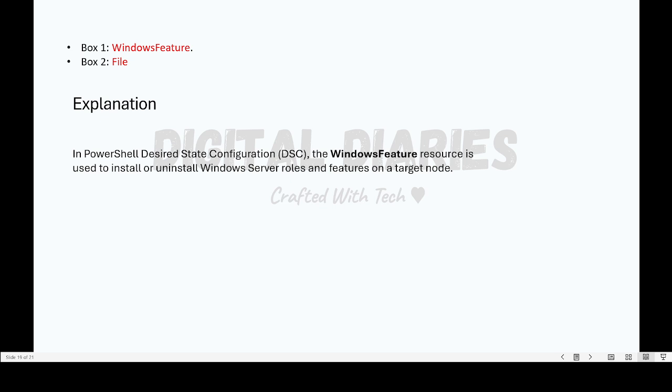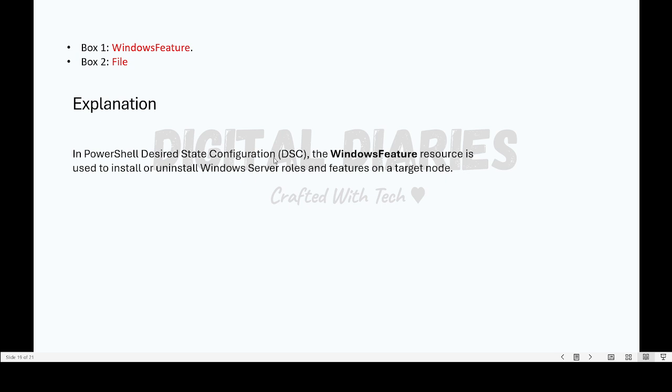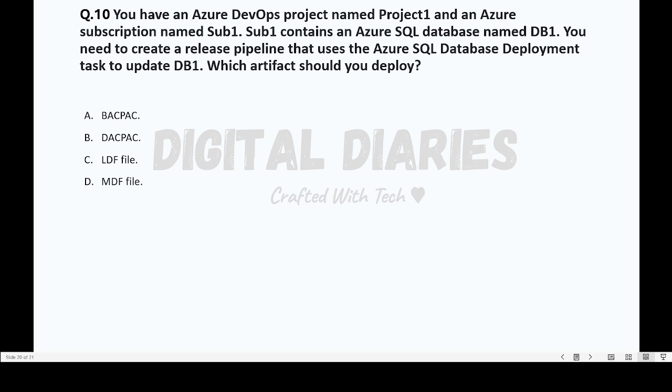The answer is we are installing the Windows feature and we are looking for a file index.html. Here we see index.html, so we say we are looking for a file index.html. We are installing the Windows feature Web-Server. In PowerShell DSC, the WindowsFeature resource is used to install or uninstall Windows Server roles and features on a target node. Okay, let's move to the next question.